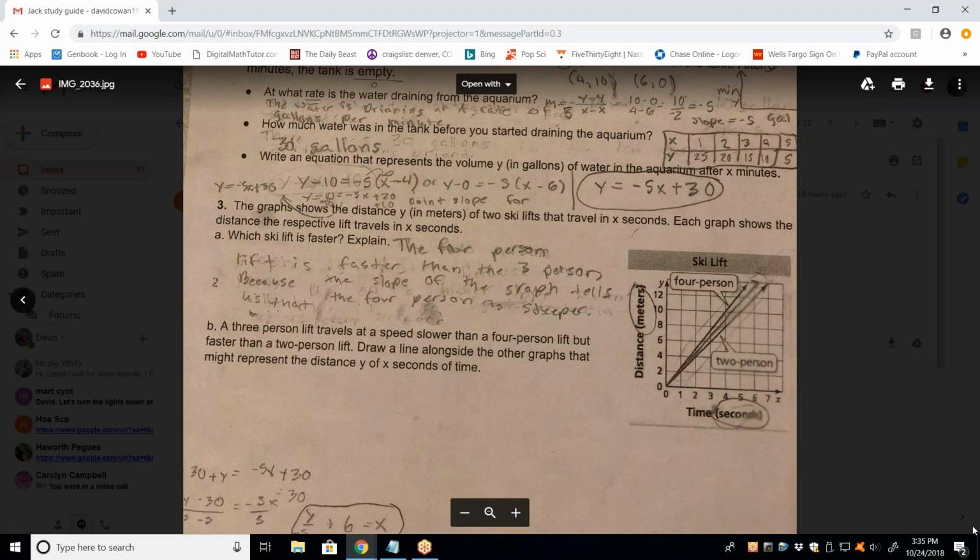Which ski lift is faster? Okay. How would you determine which ski lift is faster? Well, by the slope. That's not bad, but what's a better way? By the steepness of the slope. Well, how about we take a fixed time, like for 4 seconds, and see which one has gone further. Notice that here, let me get so I can write on this thing.